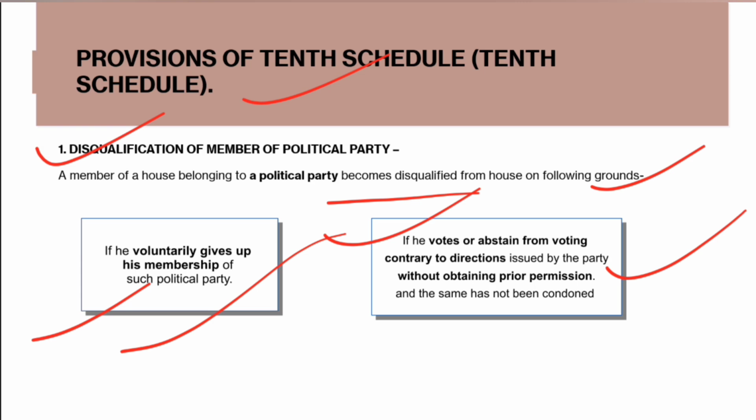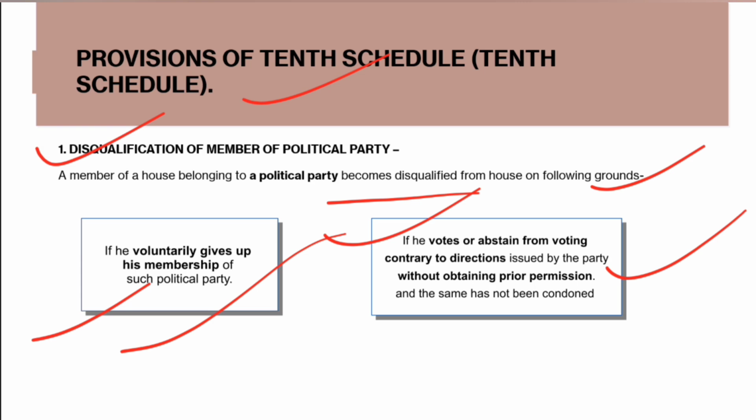You have to file a petition before the presiding officer. As we will discuss, the defection petition is to be filed before the presiding officer, that may be the speaker or the chairman of the house accordingly. And on that petition there would be a hearing.